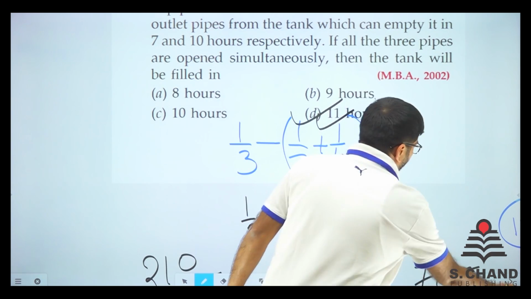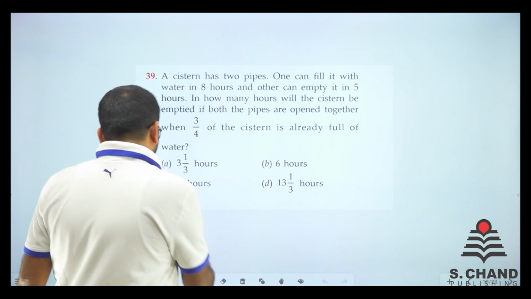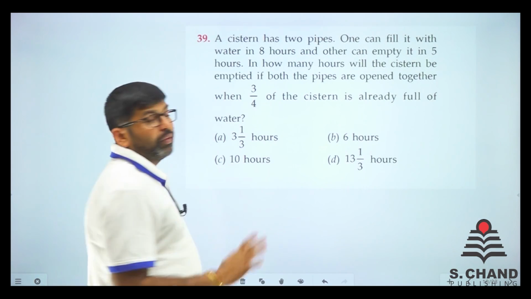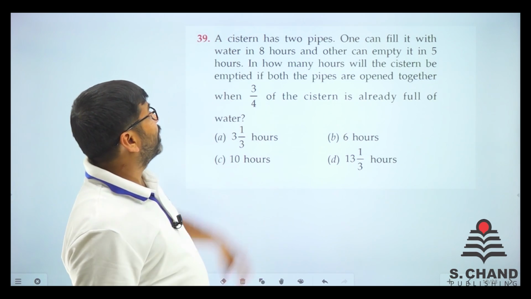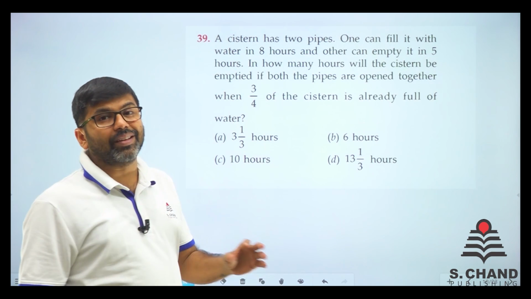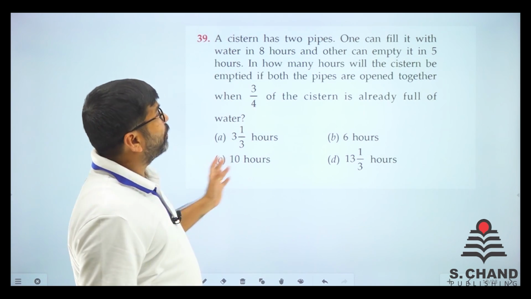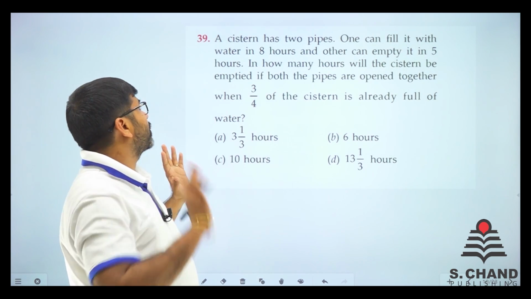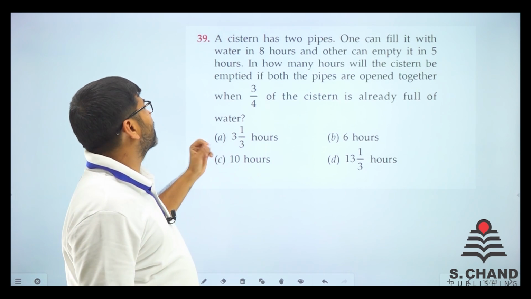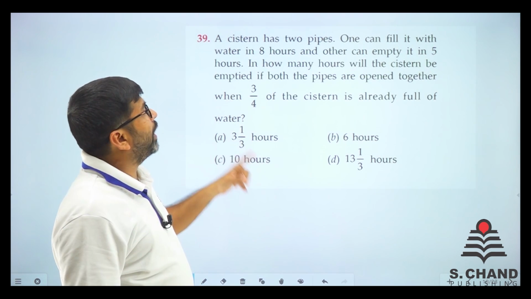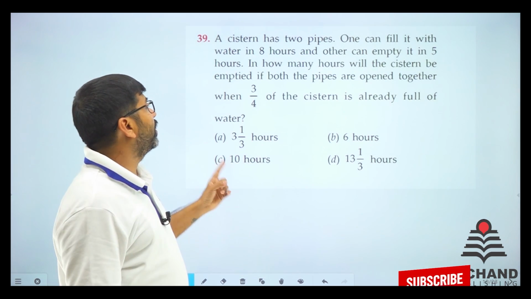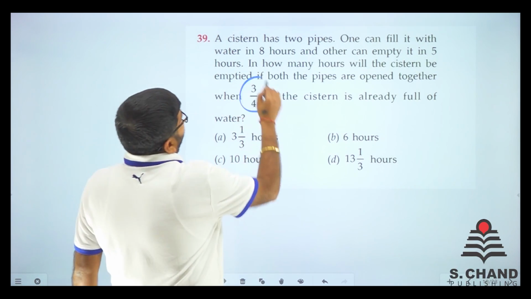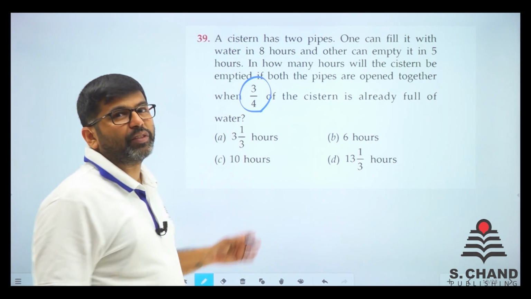Let's do another question. Question number 39 of the same chapter. We are doing all the questions one by one and very easily, right? A cistern has two pipes. एक cistern के two pipes हैं. One can fill it with water in 8 hours. Other can empty it in 5 hours. ठीक है? In how many hours will the cistern be emptied if both pipes are opened together when 3 by 4 of the cistern is already full of water? So this 3 by 4, 75% is filled.